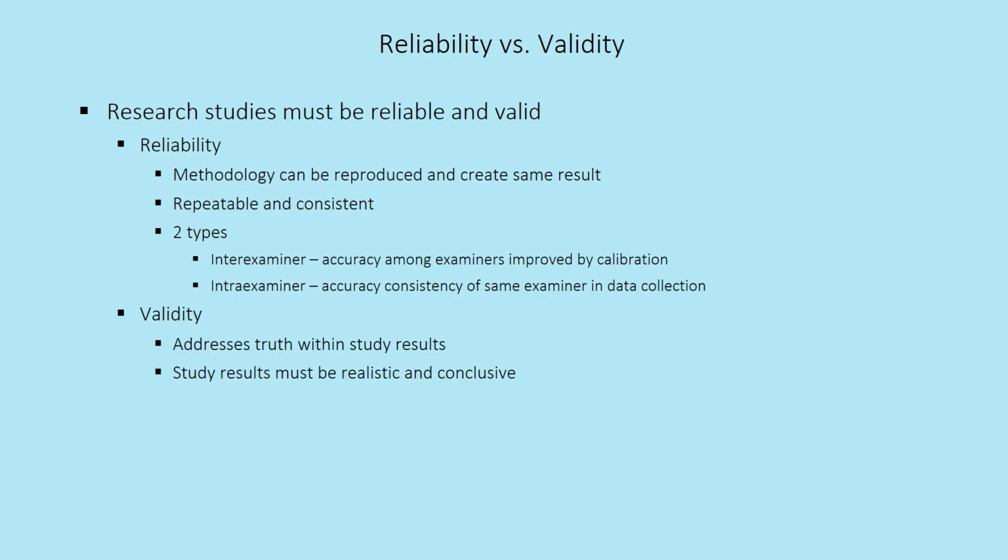I'd like to just touch up on reliability versus validity in research. When we look at research studies, they must be reliable and valid. If they are reliable, the methods that produced this study can be repeated and consistent. And there are two types of reliability that we look at. Accuracy among the examiners that improved with calibration, we will call inter-examiner. And the accuracy of the exact same person doing the data collection is called intra-examiner. Validity addresses the truth within the study results, and study results must be realistic and conclusive.